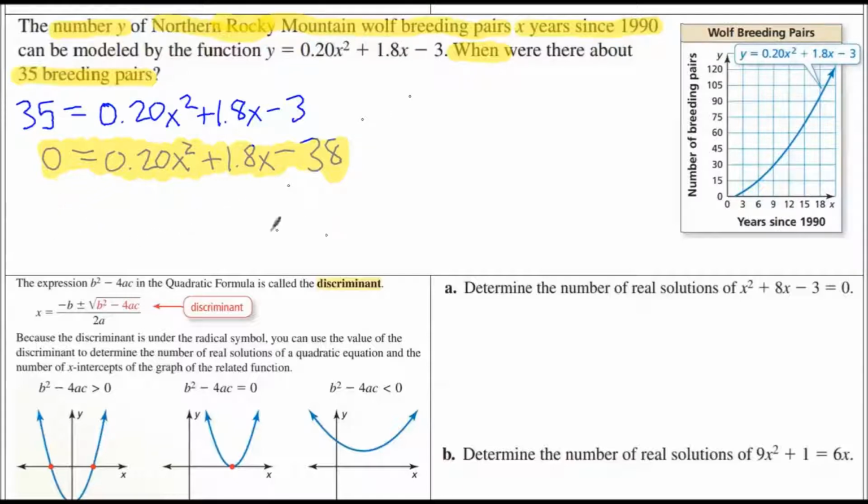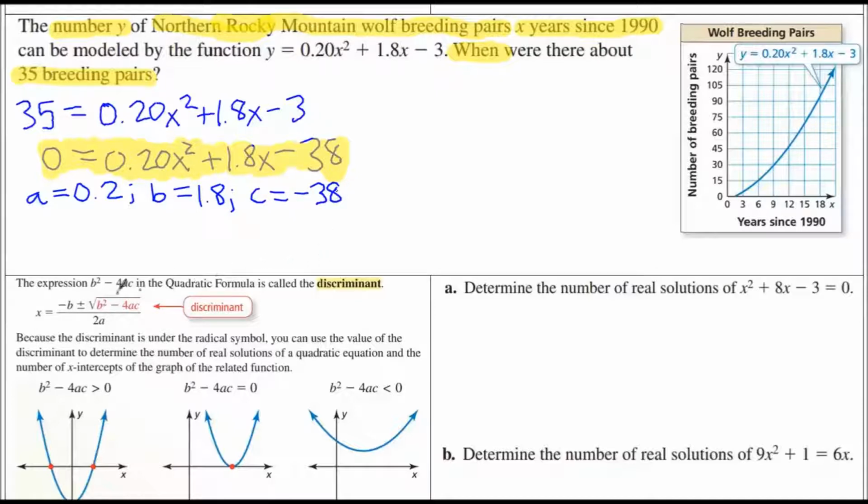I'm going to start writing the quadratic formula here, and then I'll continue down this column so I have as much space as possible. Before I start, let me identify a is 0 and 2/10. b is equal to positive 1 and 8/10. And then finally c is equal to negative 38.